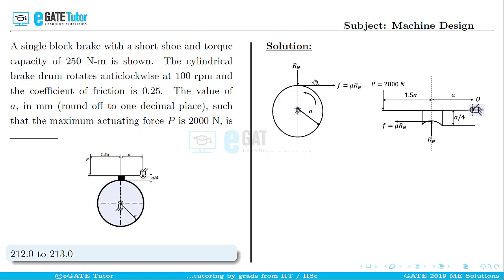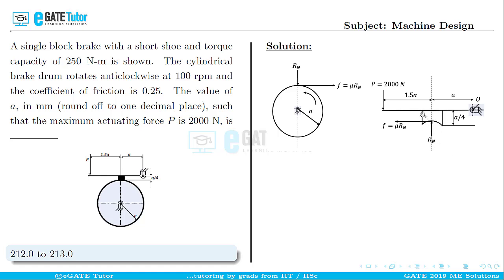Now it is also given that the coefficient of friction is mu, which is 0.25. So friction force can be written as mu into reaction force. It is also to be noted that A is the radius of the drum. Now let us come back to the free body diagram of the shoe with the lever. Since the shoe is exerting a reaction force Rn vertically downwards onto the drum, the drum will also exert an equal reaction force Rn onto the shoe in the opposite direction.